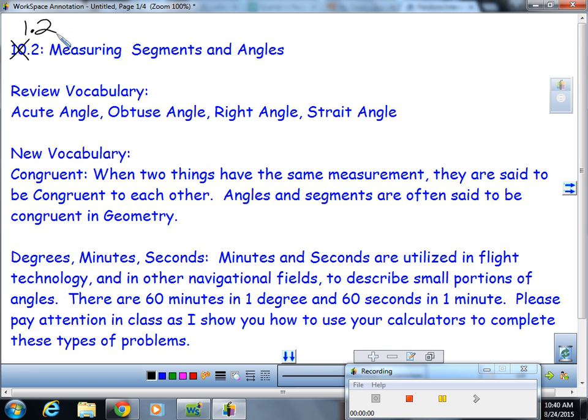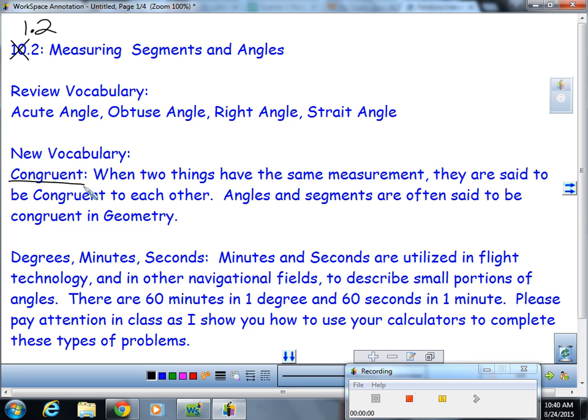Some new vocabulary you might want to pause the video and write down, if it matters to you. Remember, notes should be meaningful and necessary. So if you already know them, don't write it down. If you don't need to know it, don't write it down. Congruent, these are when two things have the same measure. So angles can be congruent, they have the same measure.